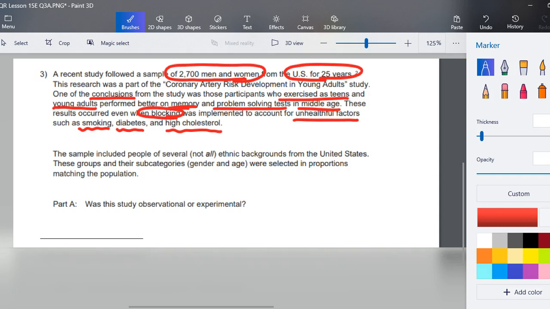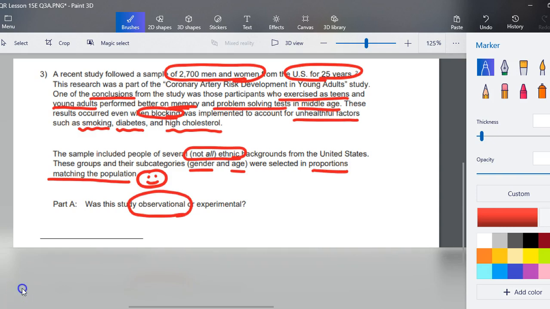The sample included people of several, not all, keep that in mind, ethnic backgrounds from the United States. These groups and their subcategories, gender and age, were selected in proportion, matching the population. Part A, was the study observational or experimental? With nothing being manipulated, we only observed.